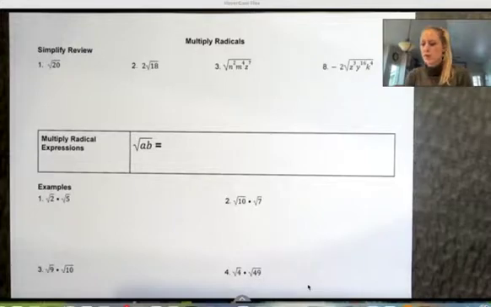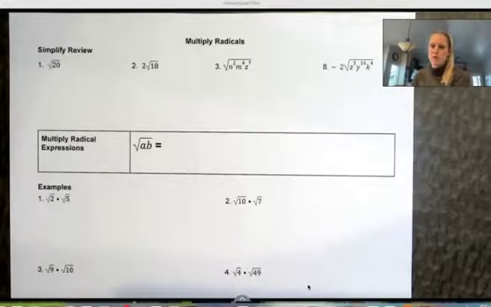Hi guys, in this video we're going to first just review what we know about simplifying radicals, and then we're going to move into some operations with radicals, starting with multiplying. But first, we're going to just review how to simplify a radical.